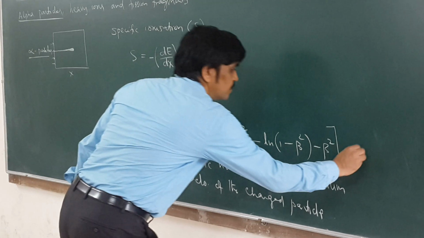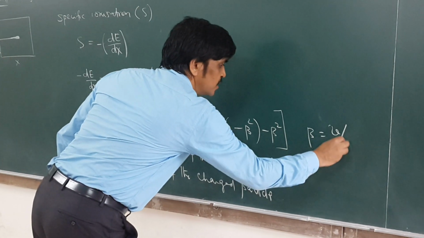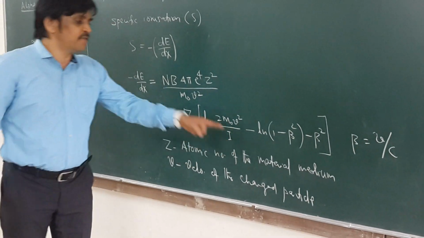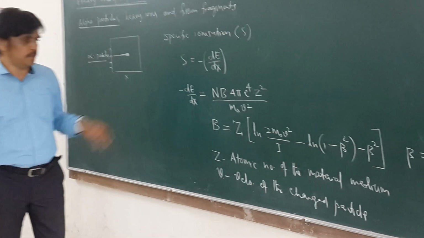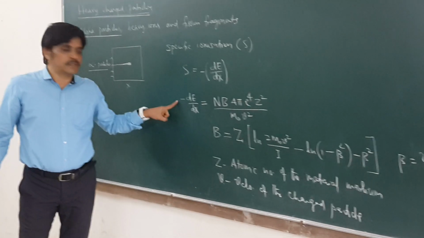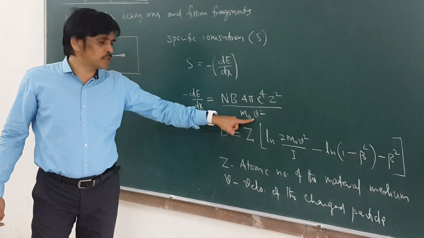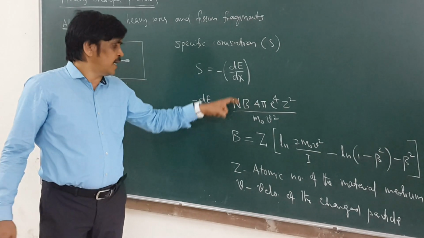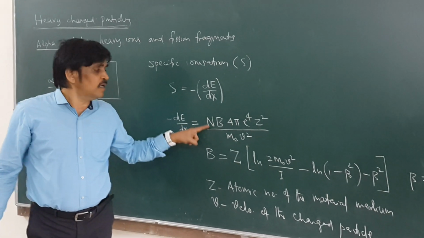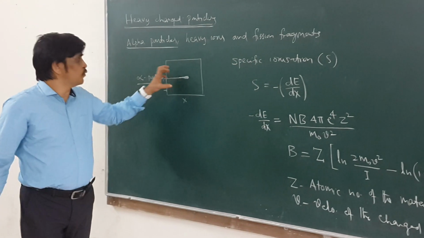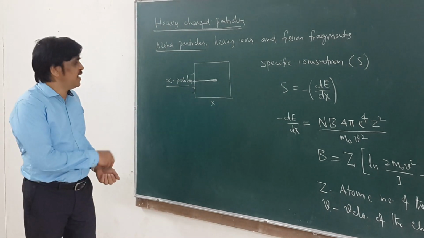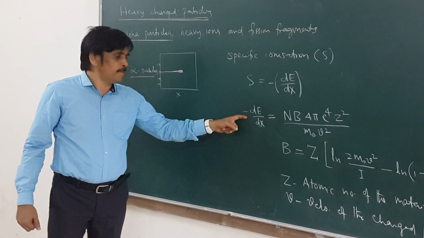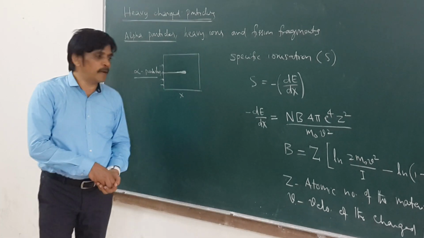So beta is nothing but the velocity of the charged particle divided by the velocity of light. This is basically the relativistic correction for high energy charged particles. You will see here that dE by dx, the specific energy loss, is inversely proportional to the velocity of the charged particle, that means the kinetic energy of the particle. And it is directly related to the number density n, the number of electrons per unit volume of the medium. Therefore dE by dx depends on the property of the charged particles and also on the property of the material medium.